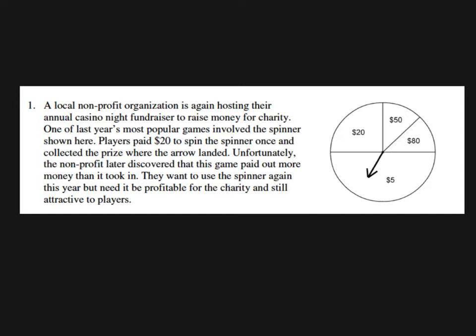So first, let's just read through the problem. A local nonprofit organization is hosting their annual casino night fundraiser to raise money for charity. One of last year's most popular games involved the spinner, right over here, and players paid $20 to spin the spinner once and collected the prize where the arrow landed. Unfortunately, the nonprofit later discovered that this game paid out more money than it took in, which is not a great fundraiser, which is probably why it was the most popular. They wanted to use the spinner again this year, but they needed it to be profitable for the charity and still be attractive to players, like a casino.